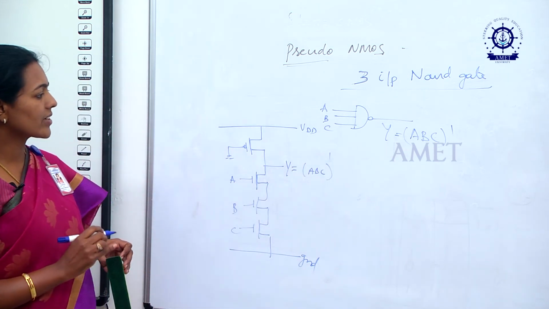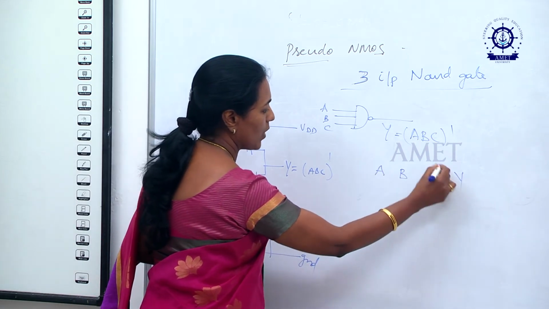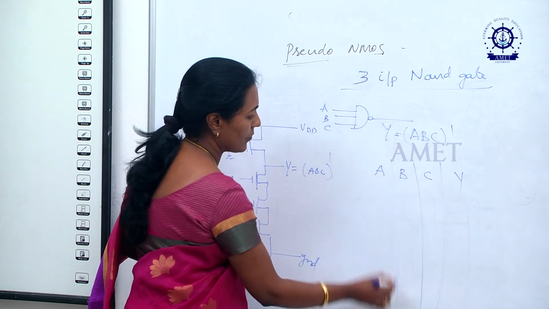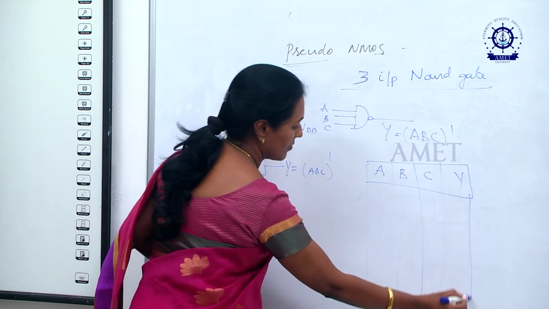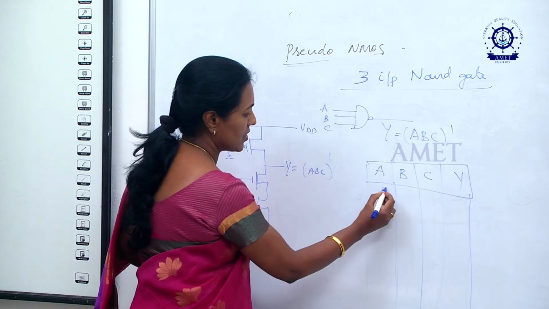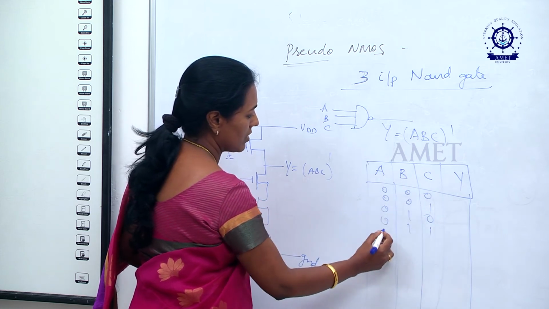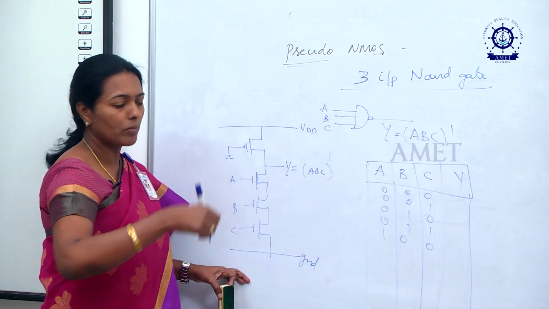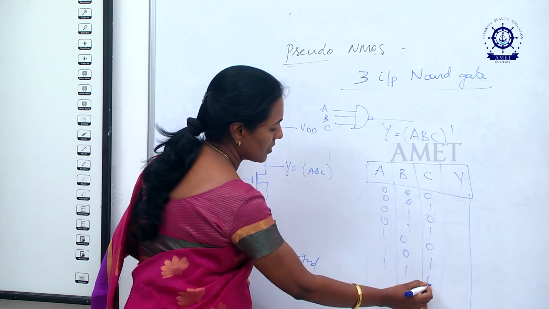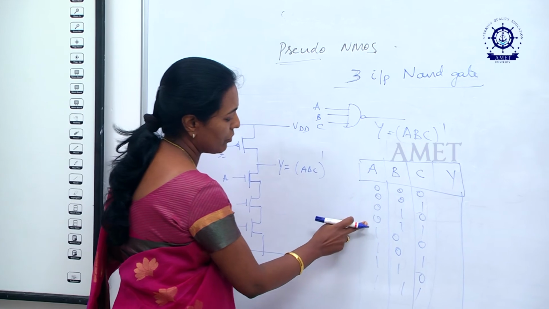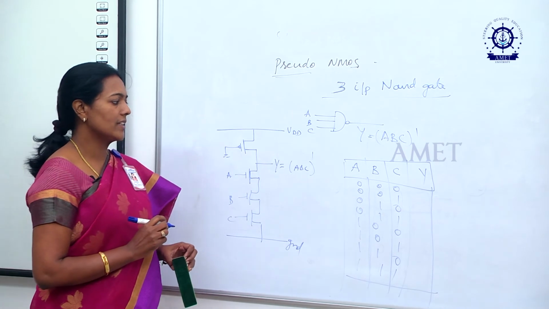Let us try to understand this structure with the help of a truth table. You can draw the truth table A, B, C, Y. The combinations of inputs you can draw: 0 0 0, 0 0 1, 0 1 0, 0 1 1, 1 0 0, 1 0 1, 1 1 0, 1 1 1. You can write all the combinations of inputs, zeros and ones, 8 different combinations of inputs, and you can see how we are going to get the output.